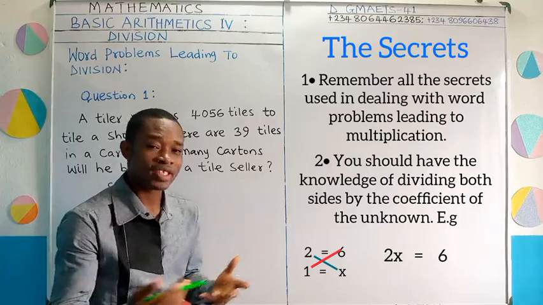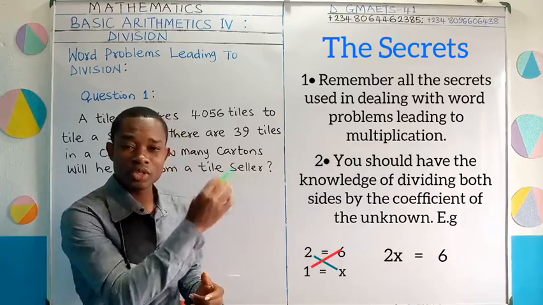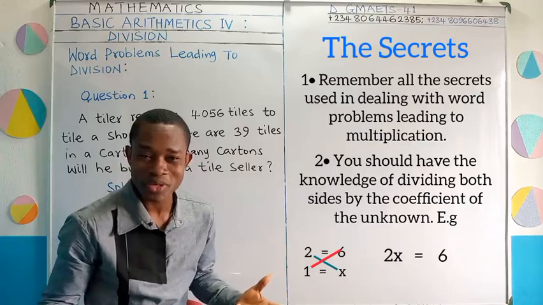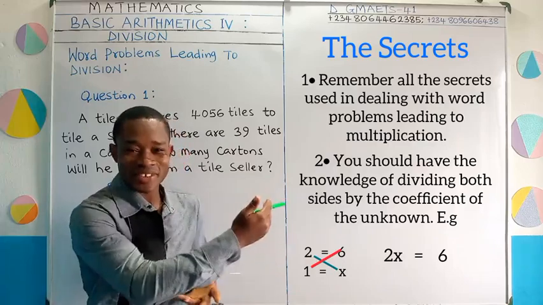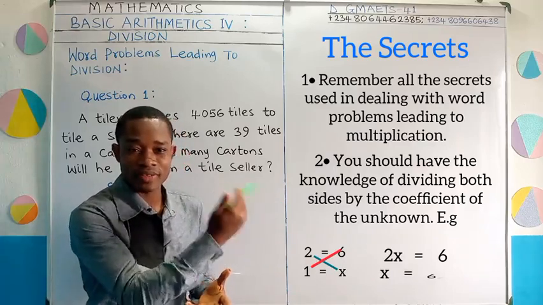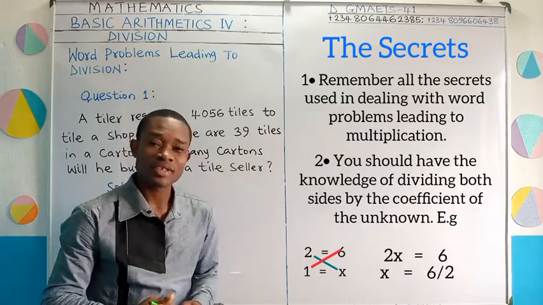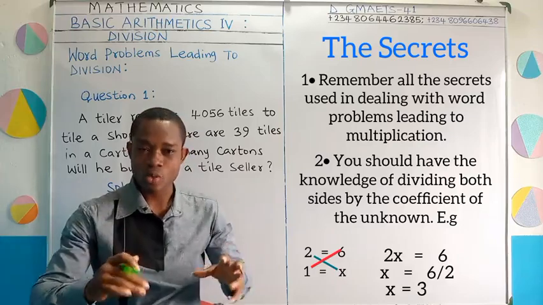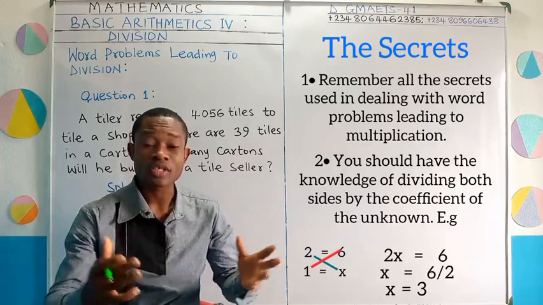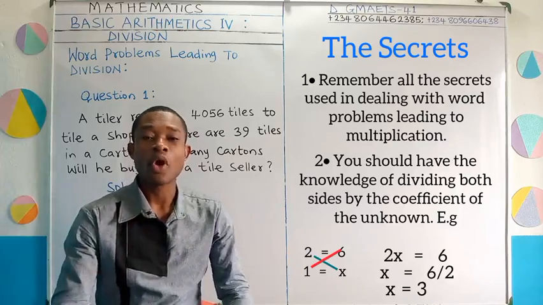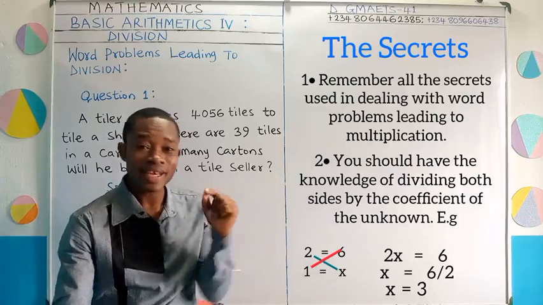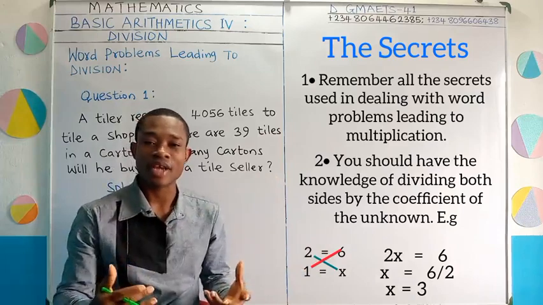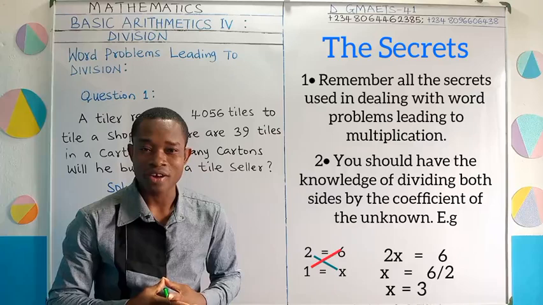Coming to the part of the 2x divided by 2, that 2 will divide itself to give you 1. So you have 1 times x, which is x, the unknown that you're looking for. Then you now look at the right hand side of the equation. 6 divided by 2 will give you what? 3. That simply tells us that x, which is our unknown, is equal to what? 3. So what's the point? That secret number 2 is telling us to know how to carry out dividing both sides by the coefficient of the unknown.